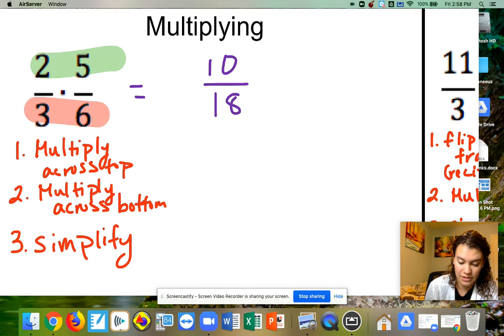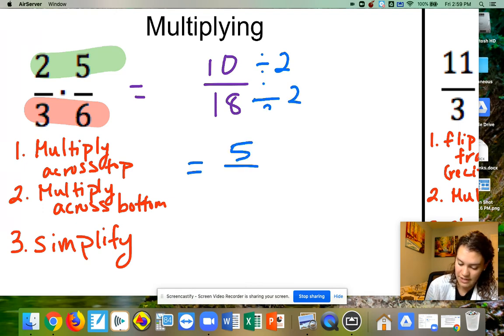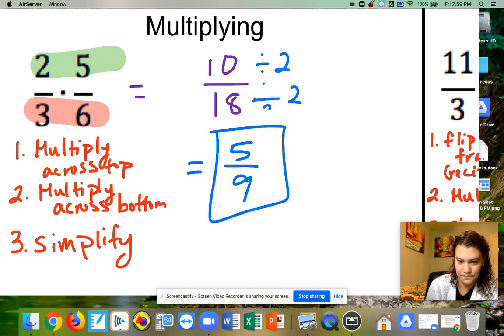So both of these numbers are divisible by 2. So I'm going to divide 10 by 2 and divide 18 by 2, which then will give you 5 on top and 9 on the bottom. And now you can't go any farther. So this is your final answer.